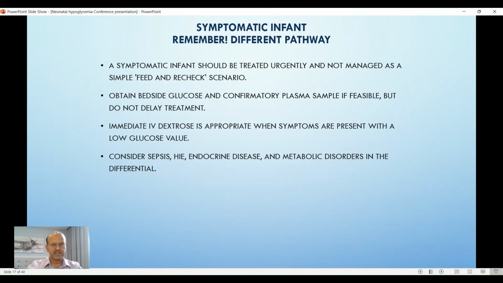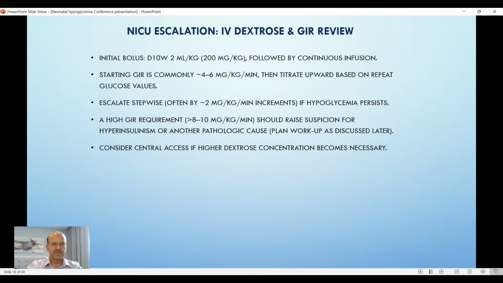So underlying factors need to be considered like sepsis. The baby should get IV glucose, so we shouldn't feed and recheck in the symptomatic baby. We ideally should get a plasma sample, but don't delay the treatment. IV glucose started and consider the differential diagnosis or additional factors which may lead to the sepsis.